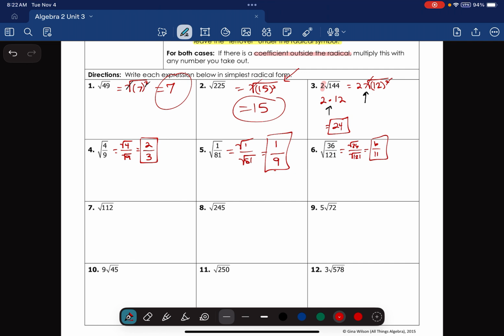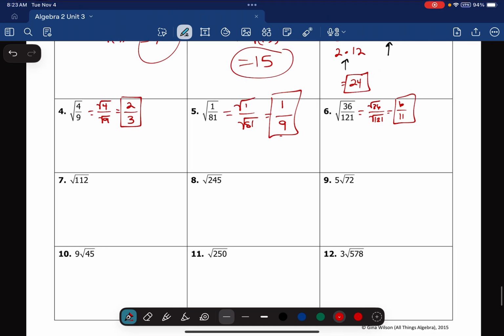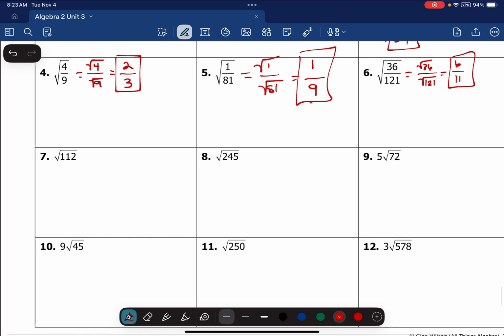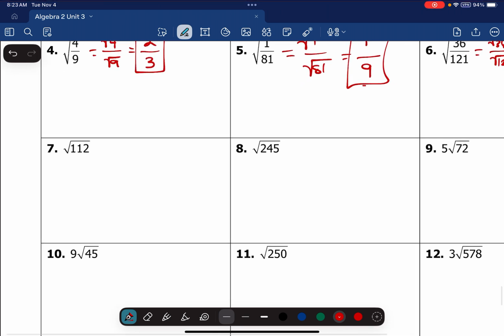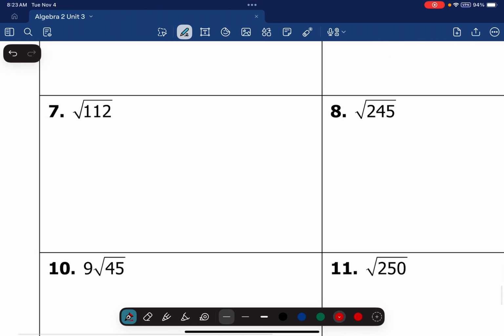Now, those are the simpler ones. Those middle steps can be mental math. When we get to ones that are case 2, not necessarily mental math, and I want to see the factors. So you do have to show the factors of the radical. When we're looking at 112, it is not a perfect square. We want to divide it by the biggest perfect square possible.